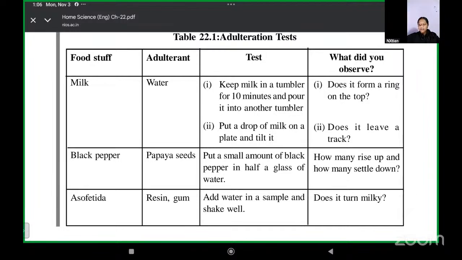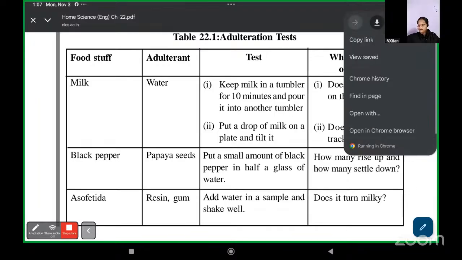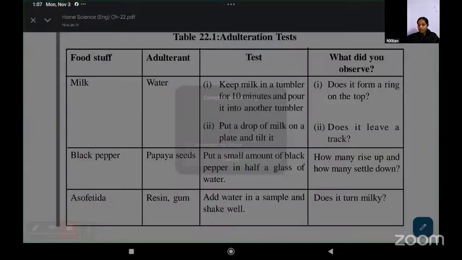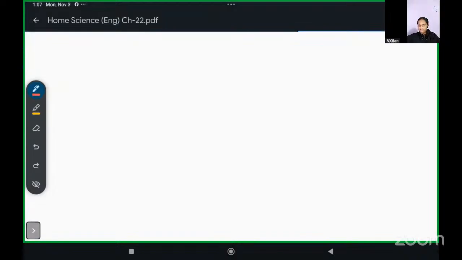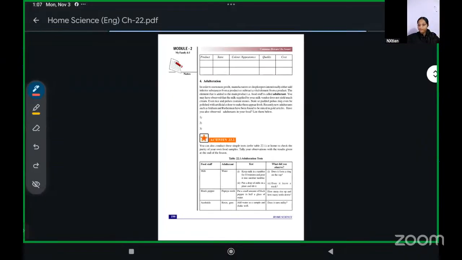If it forms a ring on the top, meaning a solid part, or does it leave a track when it's falling? Does it leave a track there? This helps you identify whether your milk is adulterated or not. I want to show you this thing for it. One second.